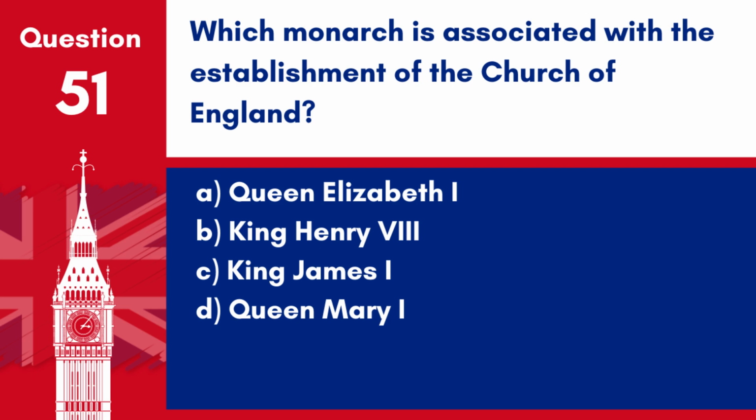Question 51. Which monarch is associated with the establishment of the Church of England? A. Queen Elizabeth I. B. King Henry VIII. C. King James I. D. Queen Mary I. Answer: B. King Henry VIII. King Henry VIII is associated with the establishment of the Church of England.